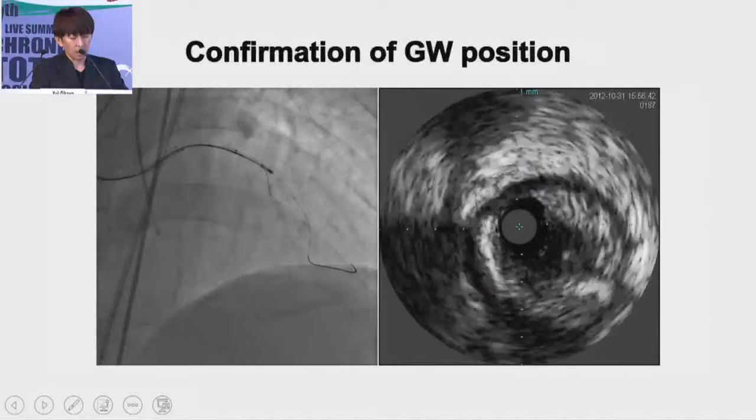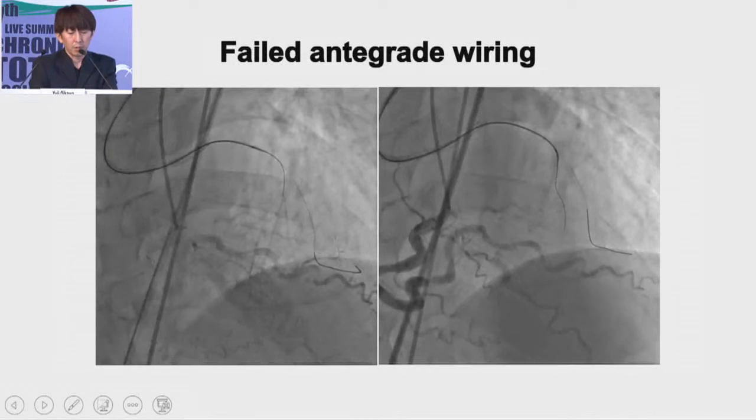After that, I advanced this wire into the CTO region. However, from collateral angiography, this wire was in the pseudo lumen. So I switched to the IVUS-guided reentry.